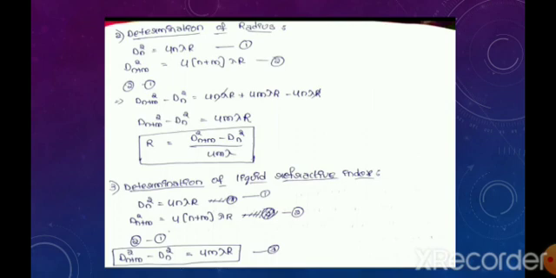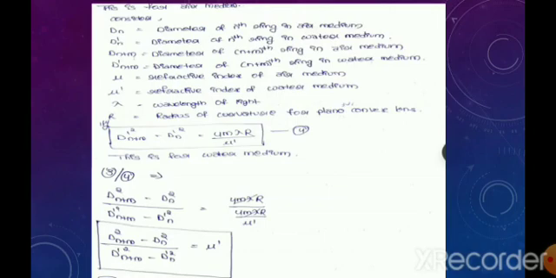Determination of liquid refractive index. Let dn square equal 4n lambda R, say equation 1. Dn plus m square equals 4 into n plus m into lambda R, say equation 2. Now 2 minus 1, that is dn plus m square minus dn square equals 4m lambda R, say equation 3. This is for the air medium.